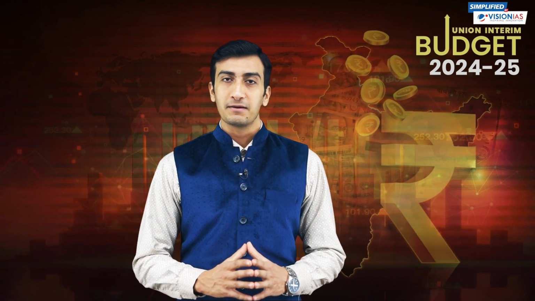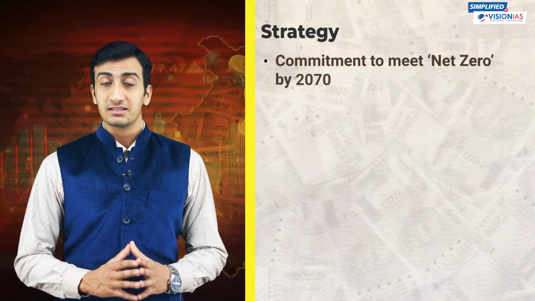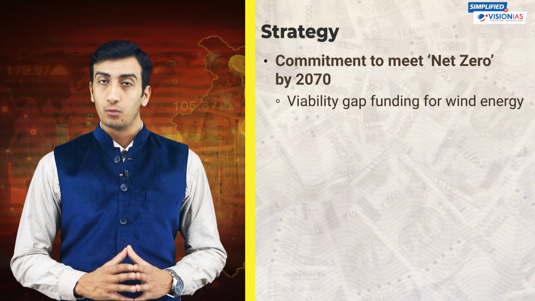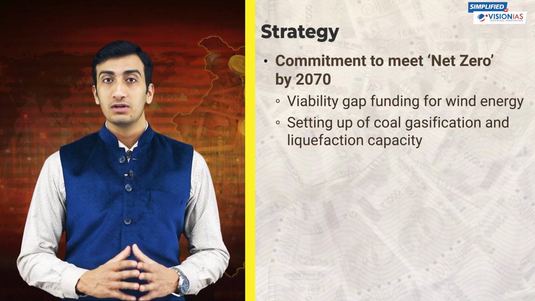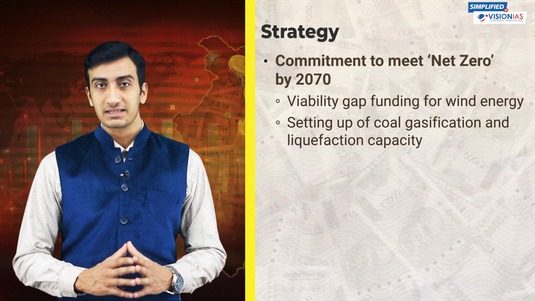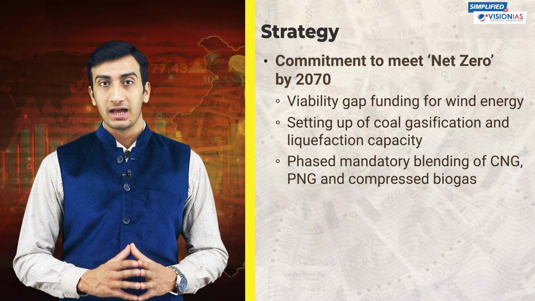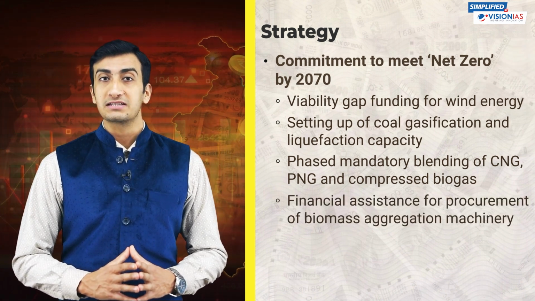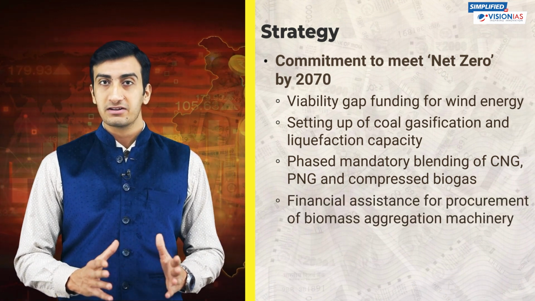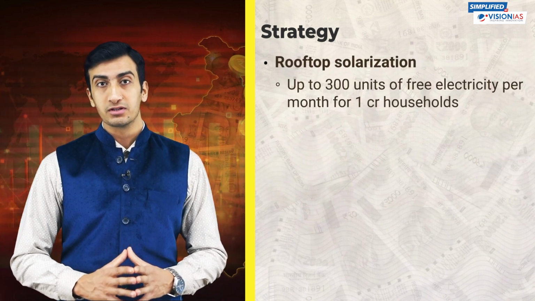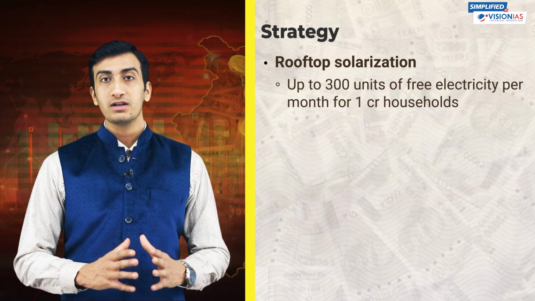The sustainable development approach is targeted at reaching net zero by 2070 through measures like viability gap funding for wind energy, setting up of coal gasification and liquefaction capacity, phased mandatory blending of CNG, PNG and compressed biogas, and provision of financial assistance for procurement of biogas aggregation machinery. Rooftop solarization can give up to 300 units of free power each month to 1 crore homes.